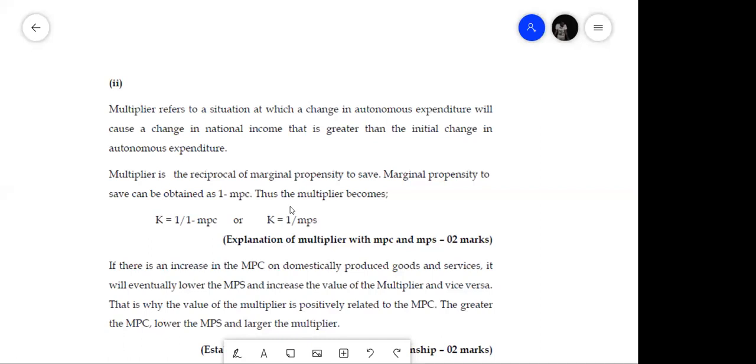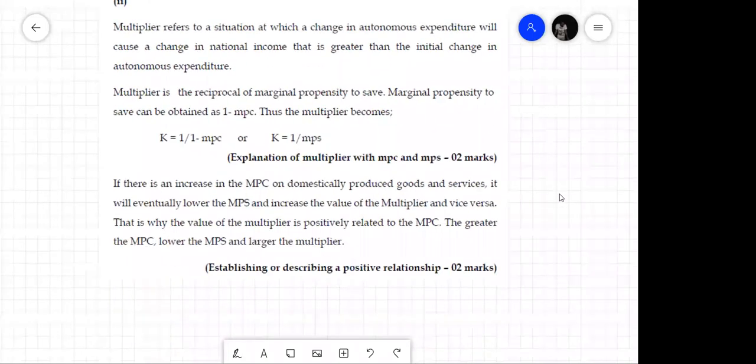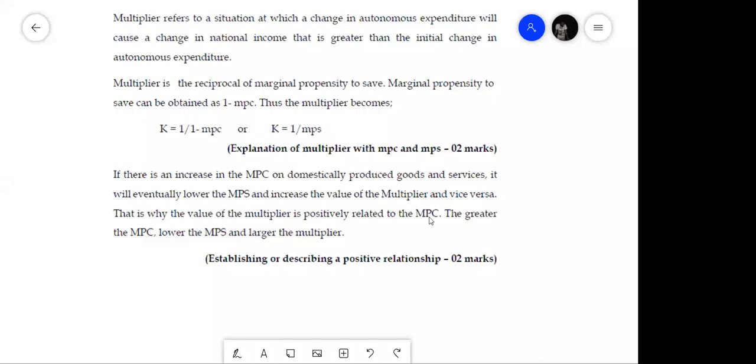Yes, you might not get the entire mark. You don't need 100 out of 100, right? If you are looking for an A, you need 150 out of 200. There are 50 marks that you can lose for an A. But I did target for something more than an A, right? Now see how they have approached the other 2 marks to show that relationship. They say, if there is an increase in MPC on domestically produced goods and services, it will eventually lower MPS and increase the value of multiplier, and vice versa. That is why the value of multiplier is positively related to MPC. The greater the MPC, the lower the MPS and the larger the multiplier.